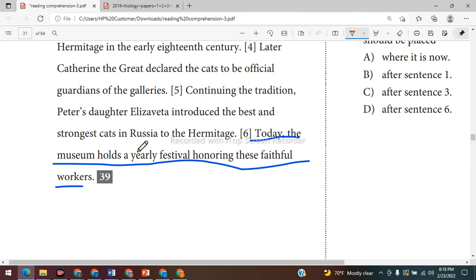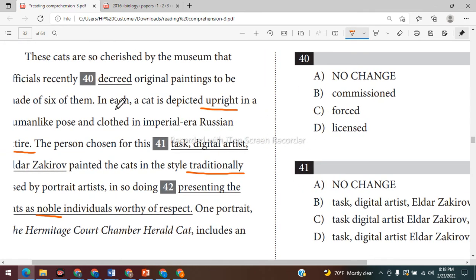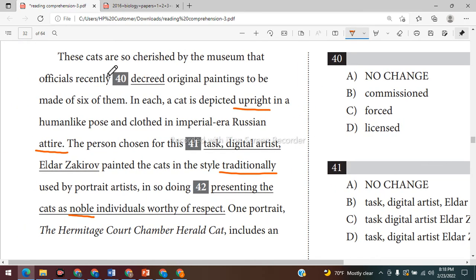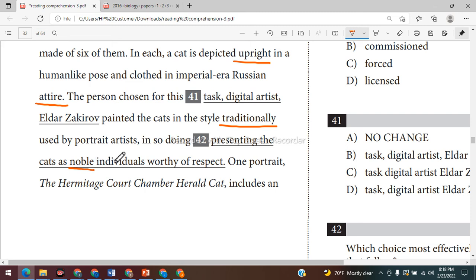Today, the museum holds a yearly festival honoring these faithful workers. These cats are so cherished by the museum that officials recently decreed original paintings to be made of 6 of them. In each, the cat is depicted upright, in a human-like pose and clothed in imperial-era Russian attire. The person chosen for this task, digital artist Eldar Zakirov, painted the cats in the style traditionally used by portrait artists, in doing so presenting the cats as noble individuals, worthy of respect.